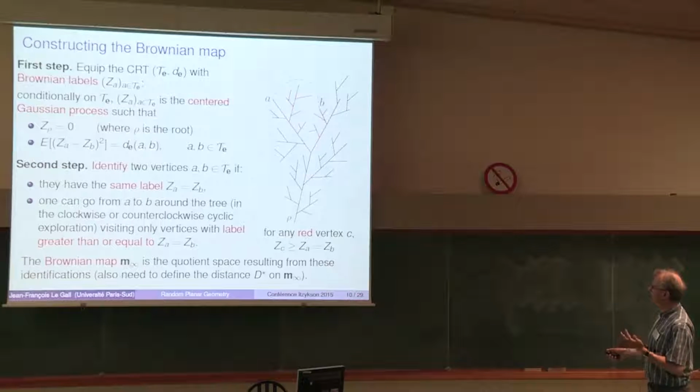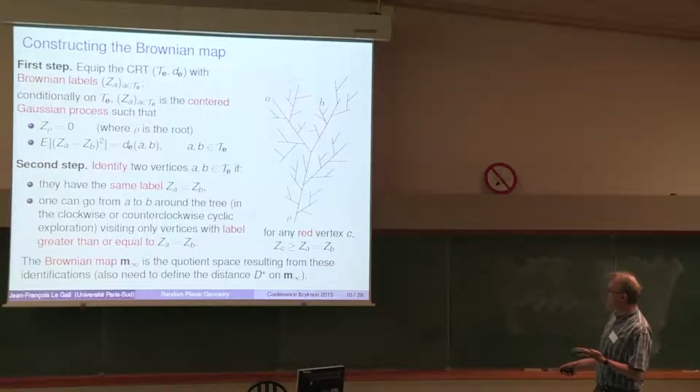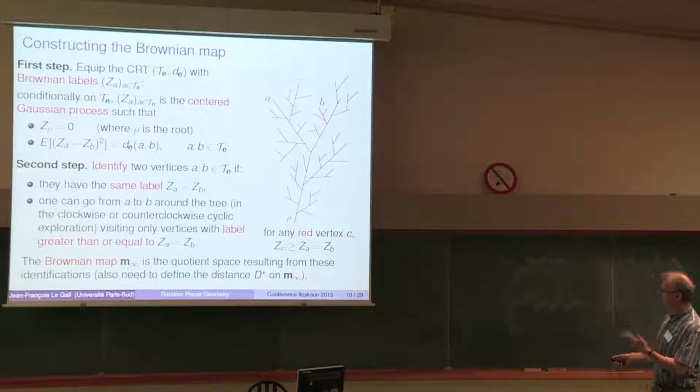When you do this identification procedure, well, you take the quotient space after these identifications, you indeed get the Brownian map. Okay? But of course, I should also define the distance. The distance is not too difficult to define, but it's a little technical. I will not do it here.